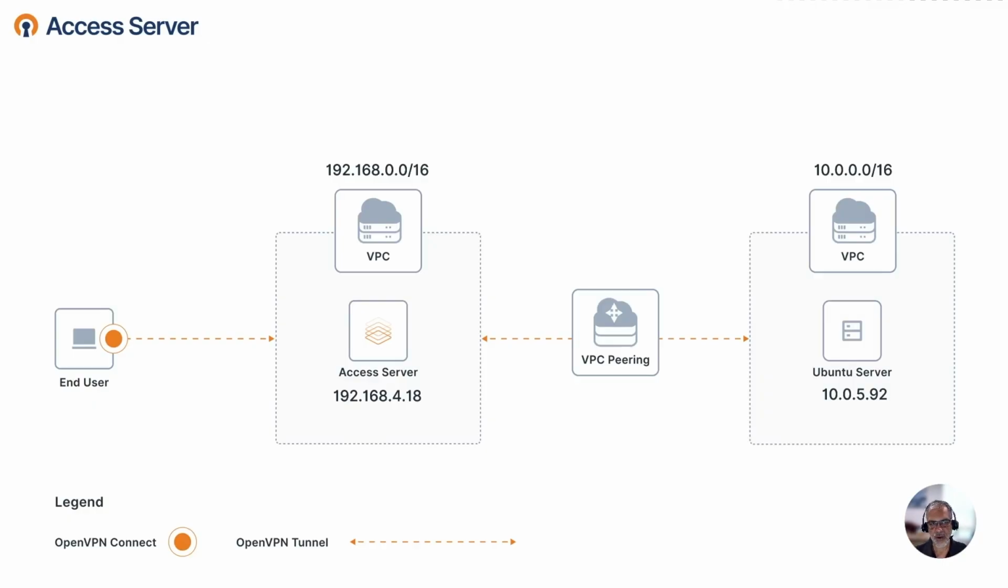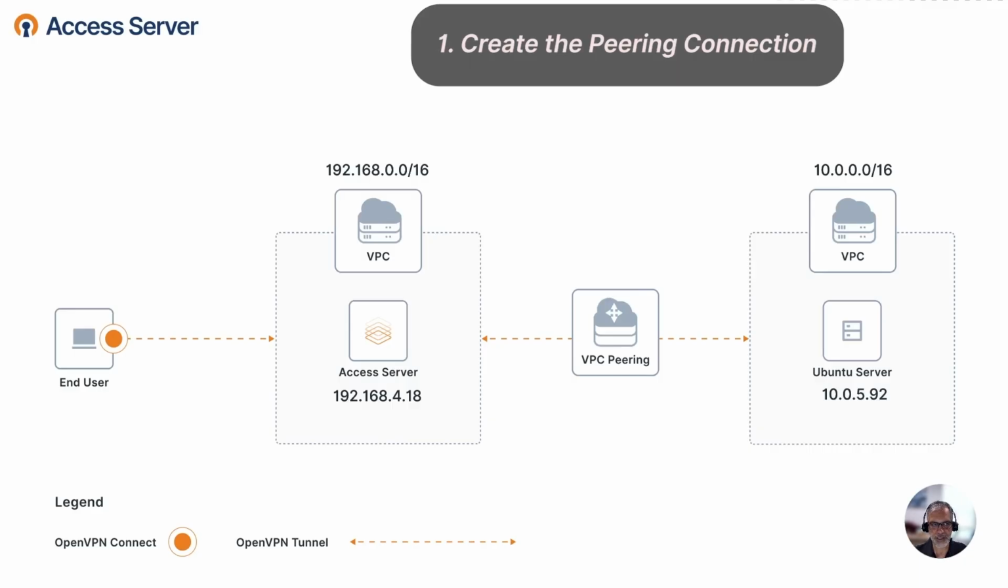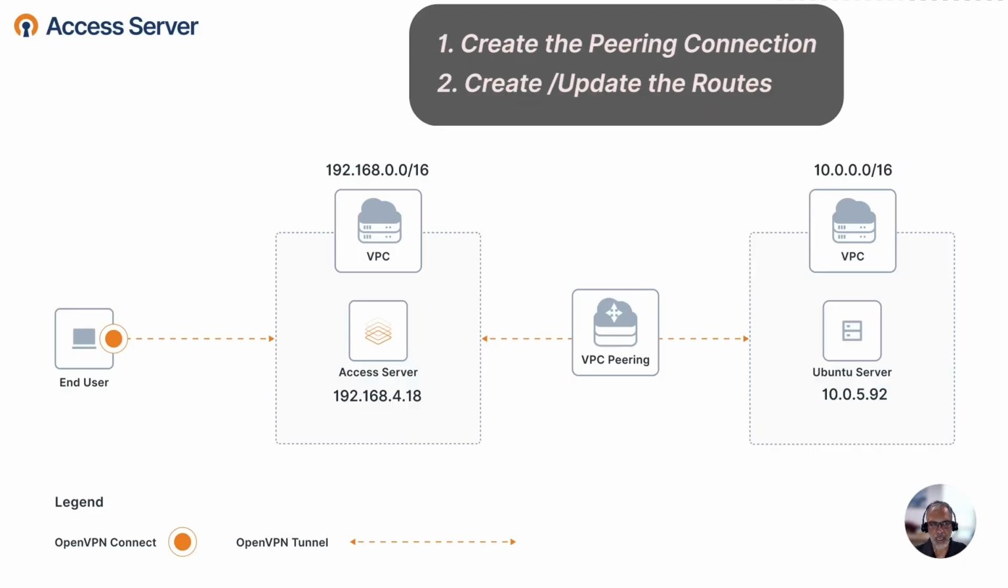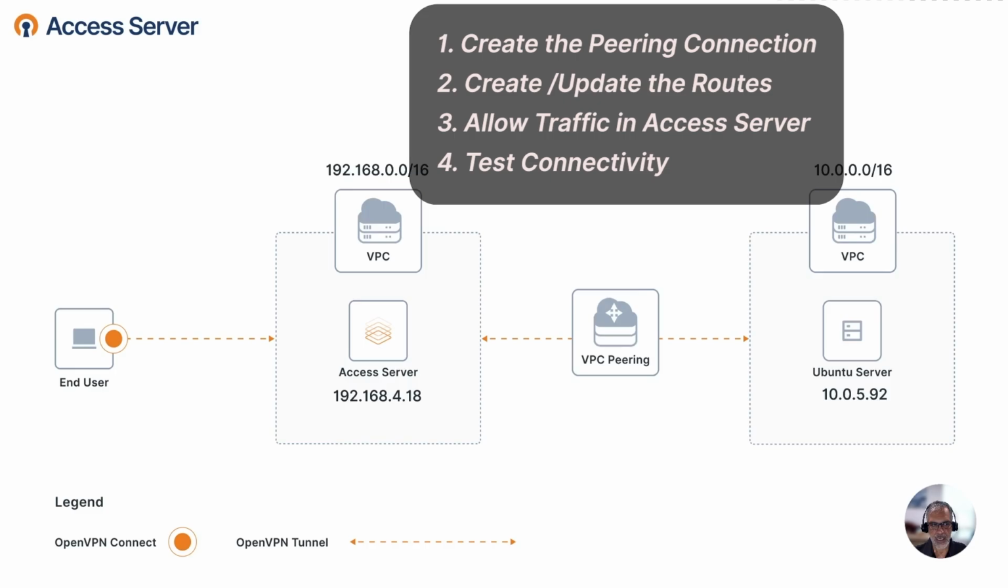We have our VPC with our Access Server. You can see the subnet and the IP address of the Access Server, and we have another VPC with the subnet shown on the screen and an Ubuntu server, and you can see the IP address of that Ubuntu server. So what we're going to do in this video, we're going to create the peering connection, we're going to create the routes, allow traffic in Access Server, and at the end, we're going to test our connectivity.